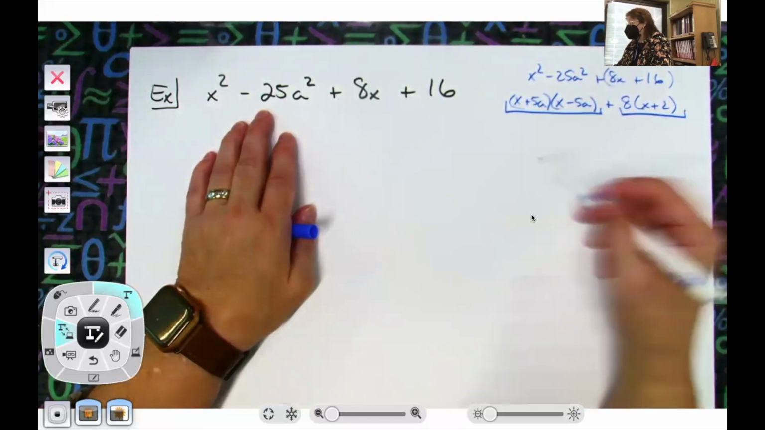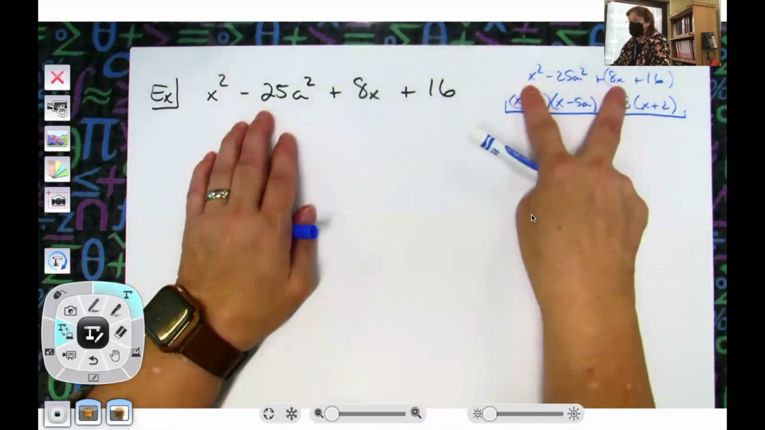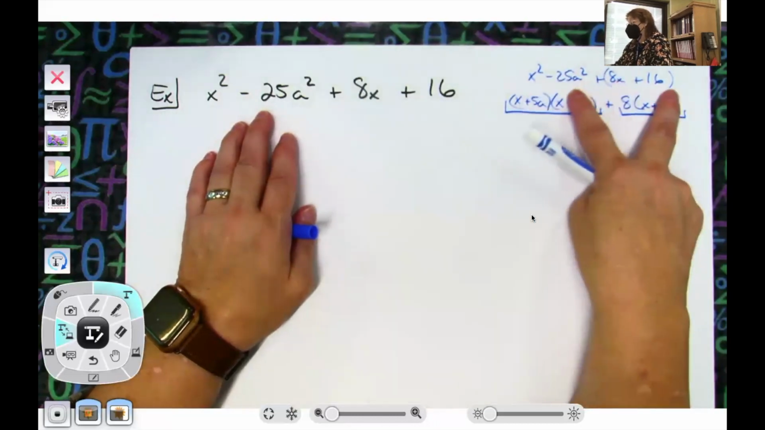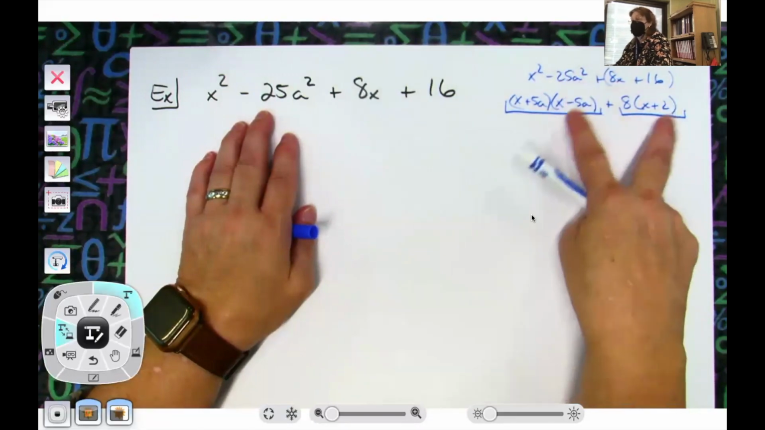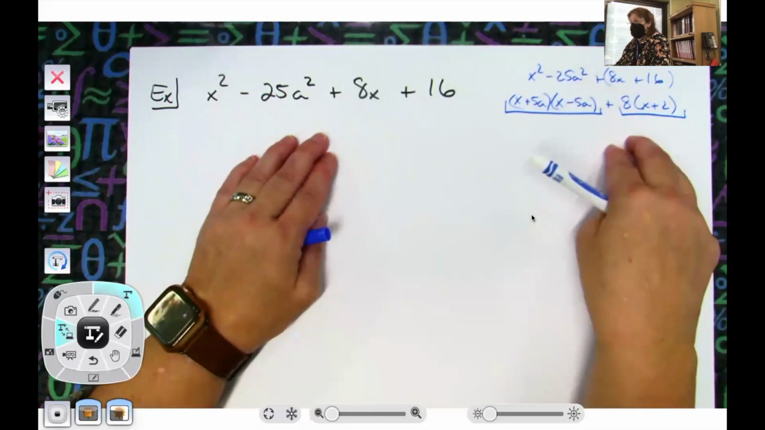I could try rearranging them, but again, I'm going to get the exact same thing. If I put these two terms together, I could take out an x, and this, if I put 16 first, would be a difference of two squares. I'm not going to get matching terms. So just because it's 4 terms doesn't mean it's going to be factor by grouping.